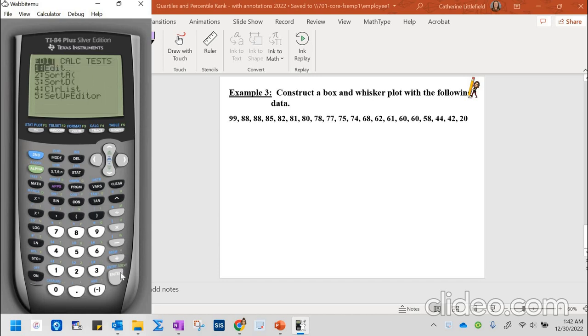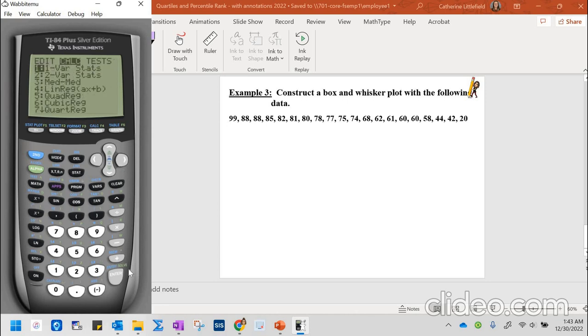You're going to go to the Stat button, hit Enter or Edit, and then enter all of the data values in this list. So 99, 88, 88, 85, 82, 81, 80, 78, 77, 75, 74, 68, 62, 61, 60, 60, 58, 44, 42, and 20. I'm just going to take a quick scan back through the data values to make sure I didn't miss any digits. It looks good.